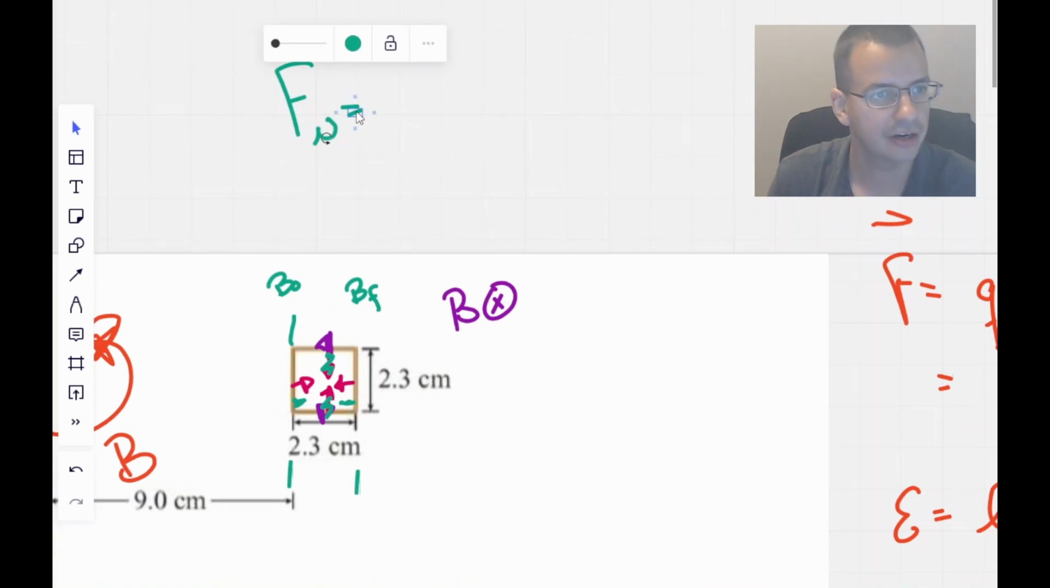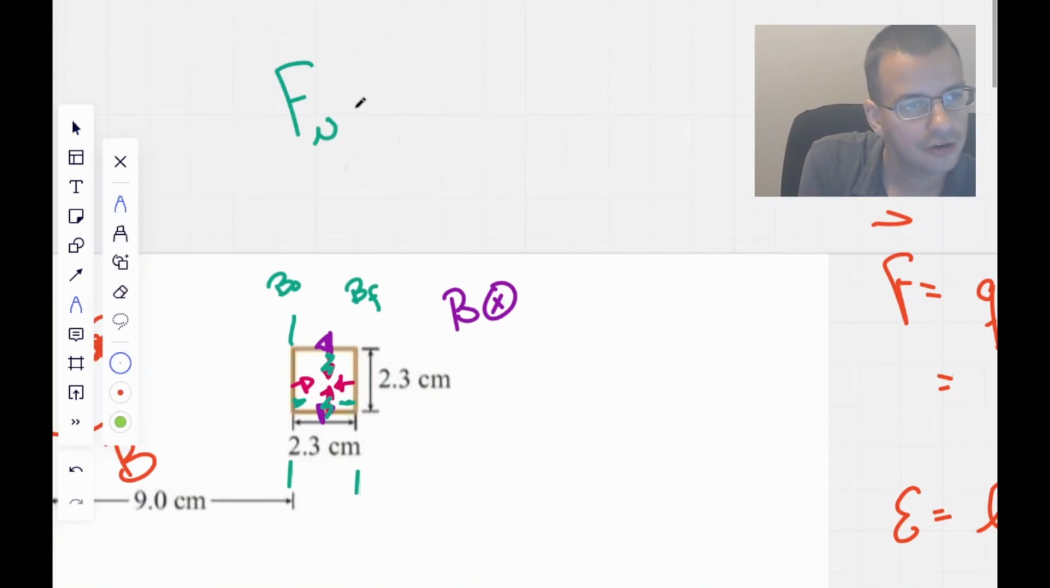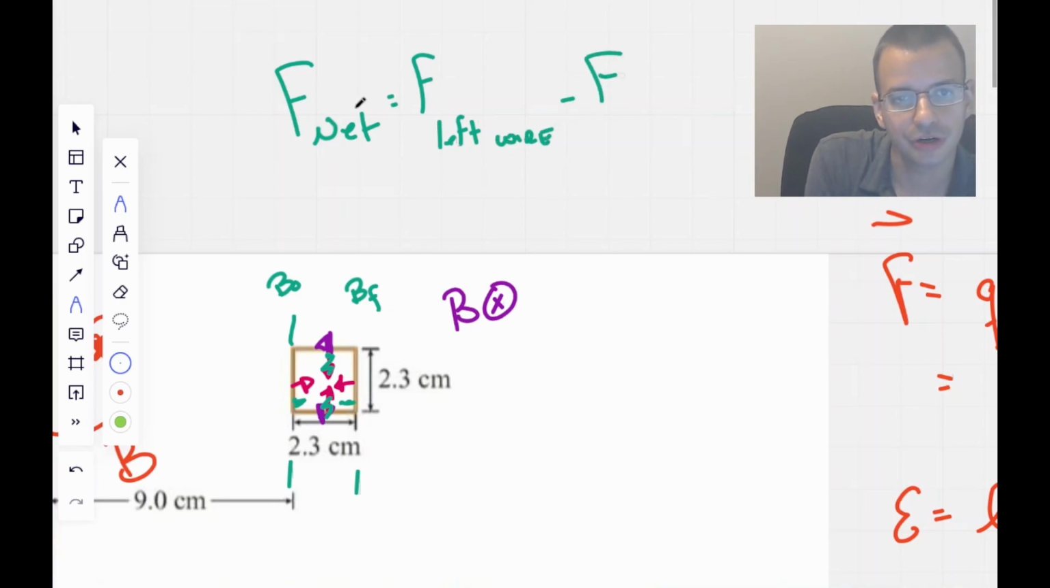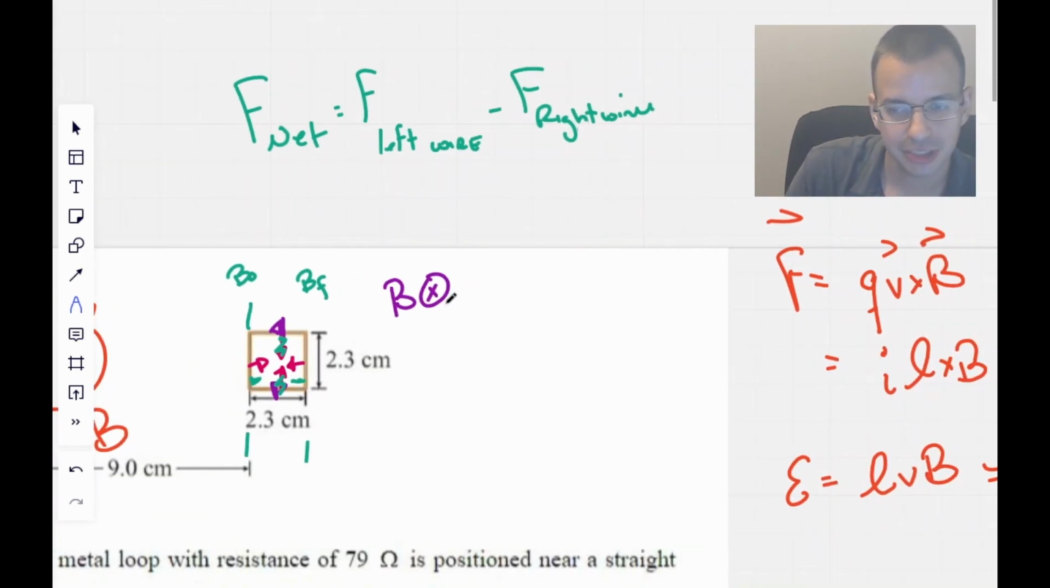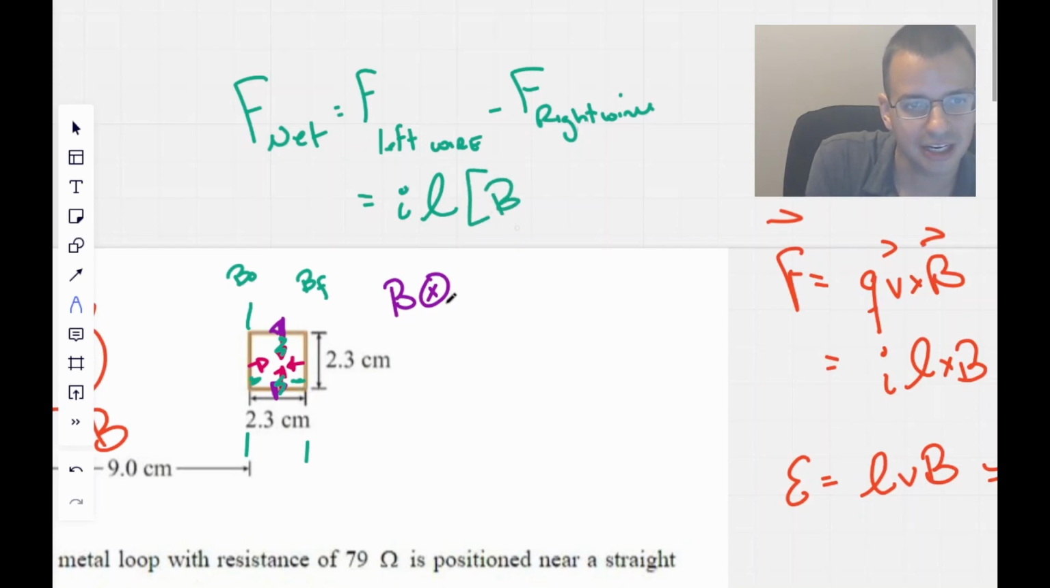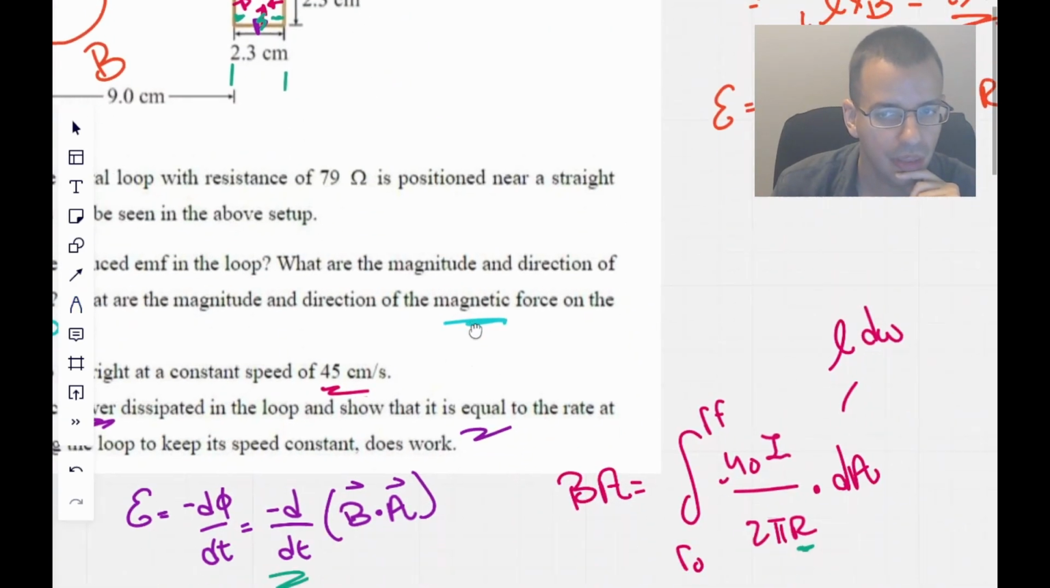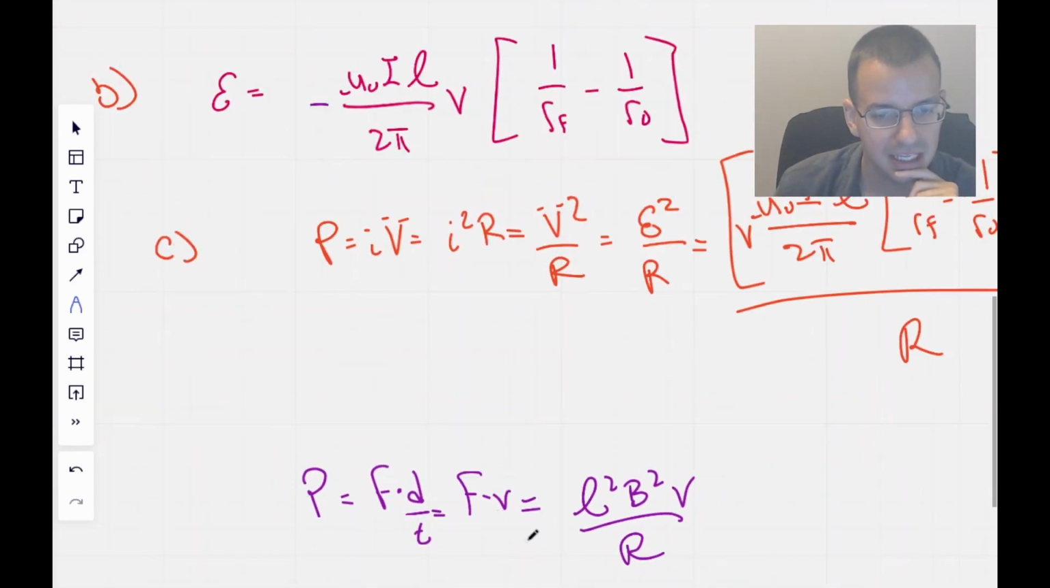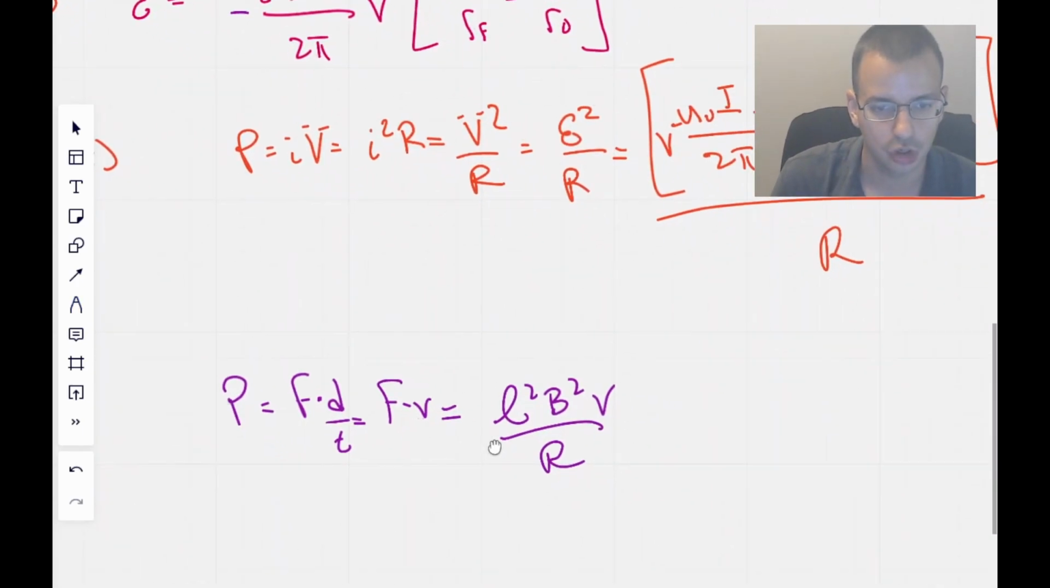I'm going to say here, I know this could have been done much cleaner. The net force on this square is going to be force on the left wire minus force on the right wire, which is going to be I, because they're both influenced by the same current from that wire. They both have the same length, and it's just going to be magnetic field left minus magnetic field right. And so this B down here is going to be magnetic field left minus magnetic field right.